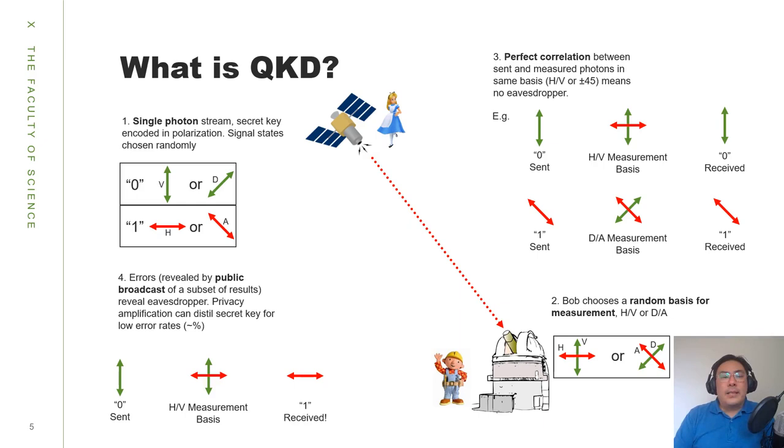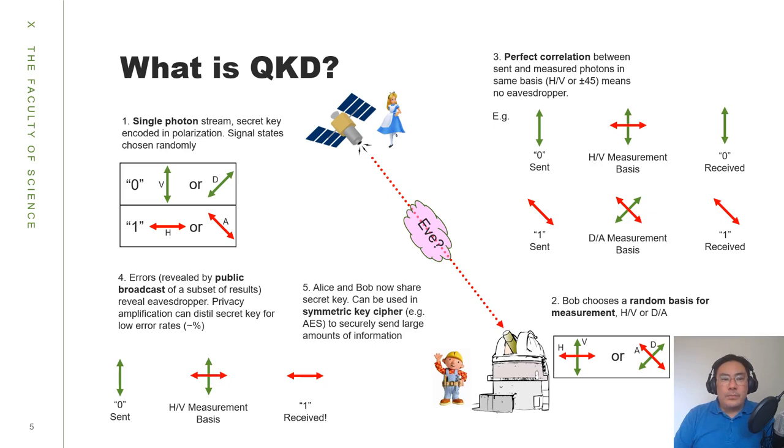Now, any errors that they detect can be ascribed to the operation of an eavesdropper, Eve, and this will indicate that potentially the photons were intercepted and tried to be decoded. Now, if the error rate is low enough, then Alice and Bob can still have perfect secrecy by distilling the privacy that is in the remaining photons which were sent and measured. And this private key can then be used in further encryption protocols such as one-time pad or advanced encryption standard.